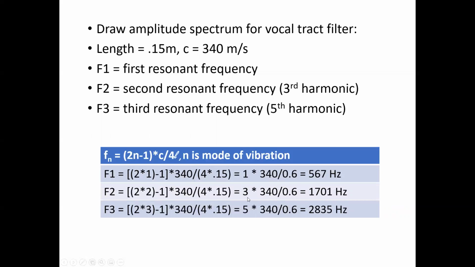And once we get the first one, the other ones are pretty easy. We just multiply the first one by 3 to get the second formant. We get 1701 hertz. And we multiply by the next odd number, 5, and we get 2835 hertz. Or if you want to work it out the long way, just plug in 1, 2, and 3, you can do that as well. So now we know the formant frequencies for each of the first 3 modes of vibration for our open closed tube. And those are the ones that are important for perception of vowel identity.